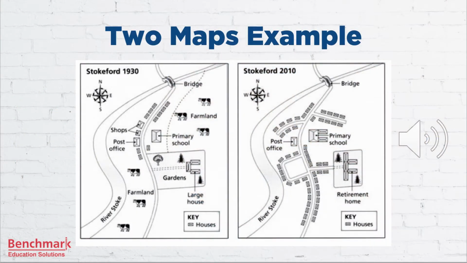These two maps show the village of Stokeford in 1930 and 2010. In 1930, the village was very small, with just 10 houses and one larger house with a large area of gardens around it. There was a lot of farmland, a couple of shops, a post office and a primary school. By 2010, a lot of changes had taken place.